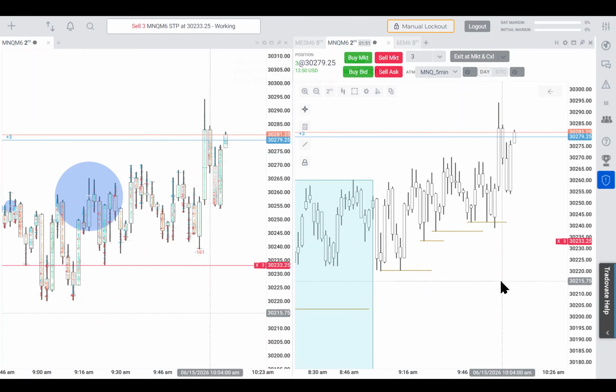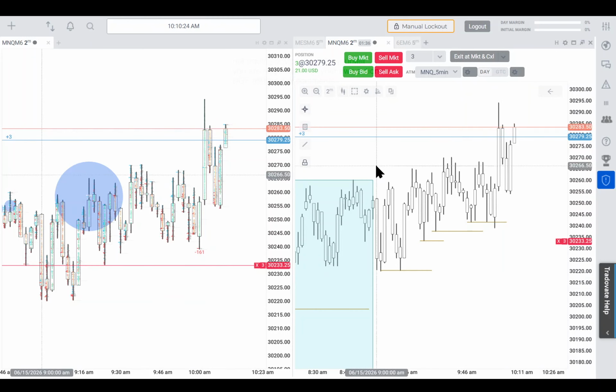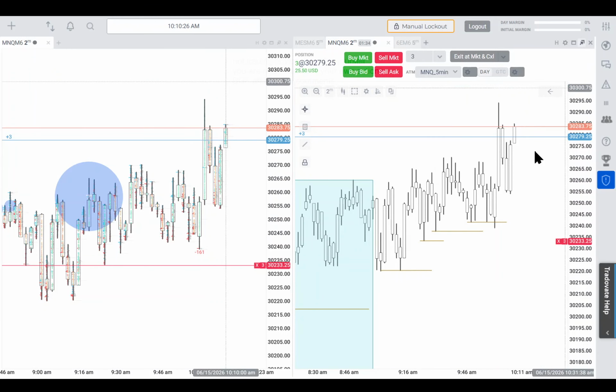79, 33. 3 contracts at lower entry. Price still, yeah, that's 46. It's below 60, but it's not. It's 3. Yeah, you're right. 3 contracts, 46 point stop.